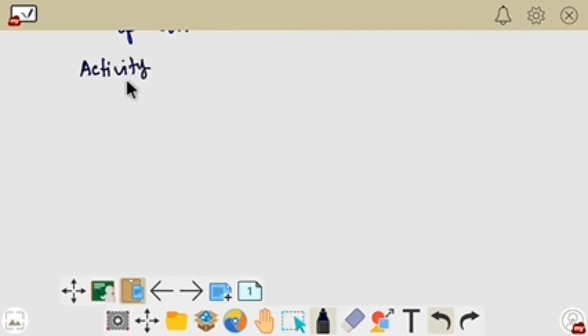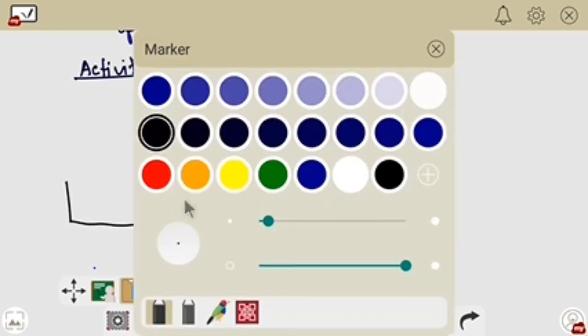Now to understand this we have to do an activity. The activity is just like that. We have to take a beaker.